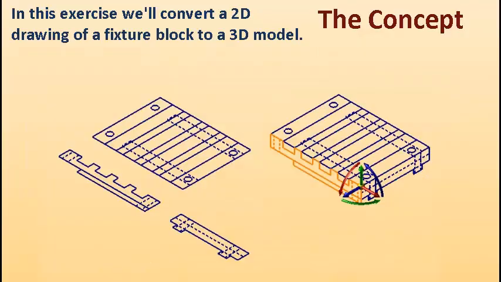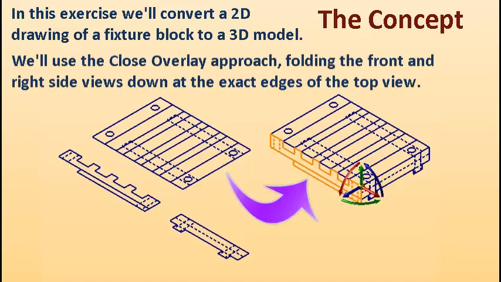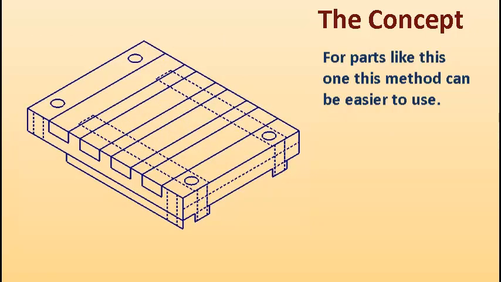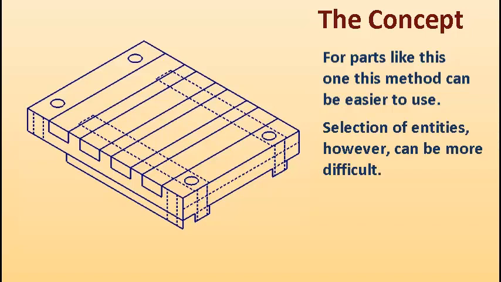In this exercise, we'll convert a 2D drawing of a fixture block to a 3D model. We'll use the close overlay approach, folding the front and right side views down at the exact edges of the top view. This eliminates the need to determine an offset distance as we did in earlier 2D to 3D exercises. For parts like this one, this method can be easier to use. Selection of entities, however, can be more difficult.